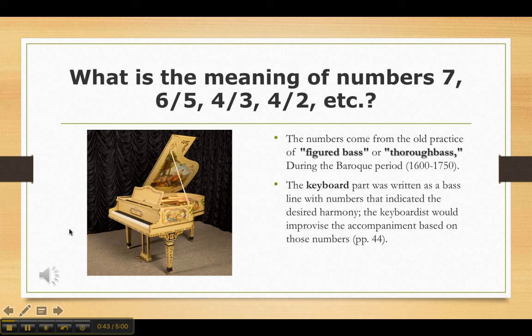What is the meaning of the numbers 7, 6, 5, 4, 3, 4, 2? The answer is the numbers come from the old practice of figured bass or thoroughbass during the Baroque period, 1600 to 1750. The keyboard part was written as a bass line with numbers that indicated the desired harmony. The keyboardist would improvise the accompaniment based on those numbers.